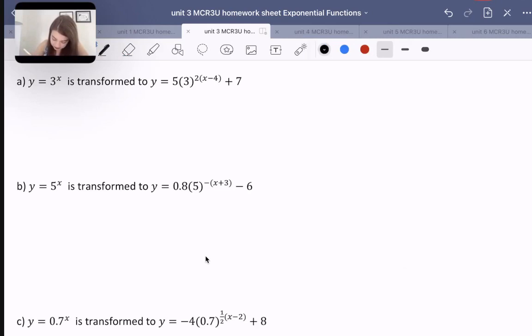So 5 is my a value, and what the a value means is that we do a vertical stretch by that number, assuming it's greater than 1. And this is greater than 1, or I should say the absolute value of 5, or a, is greater than 1, and therefore it's a stretch, not a compression. So that's my first thing: vertical stretch by factor 5.